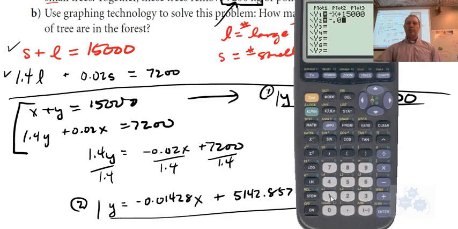negative 0.1428 or so. I think it was 857. That's fine though. Plus 5142.857. Oh, I forgot my x there. Make sure you put your x here.